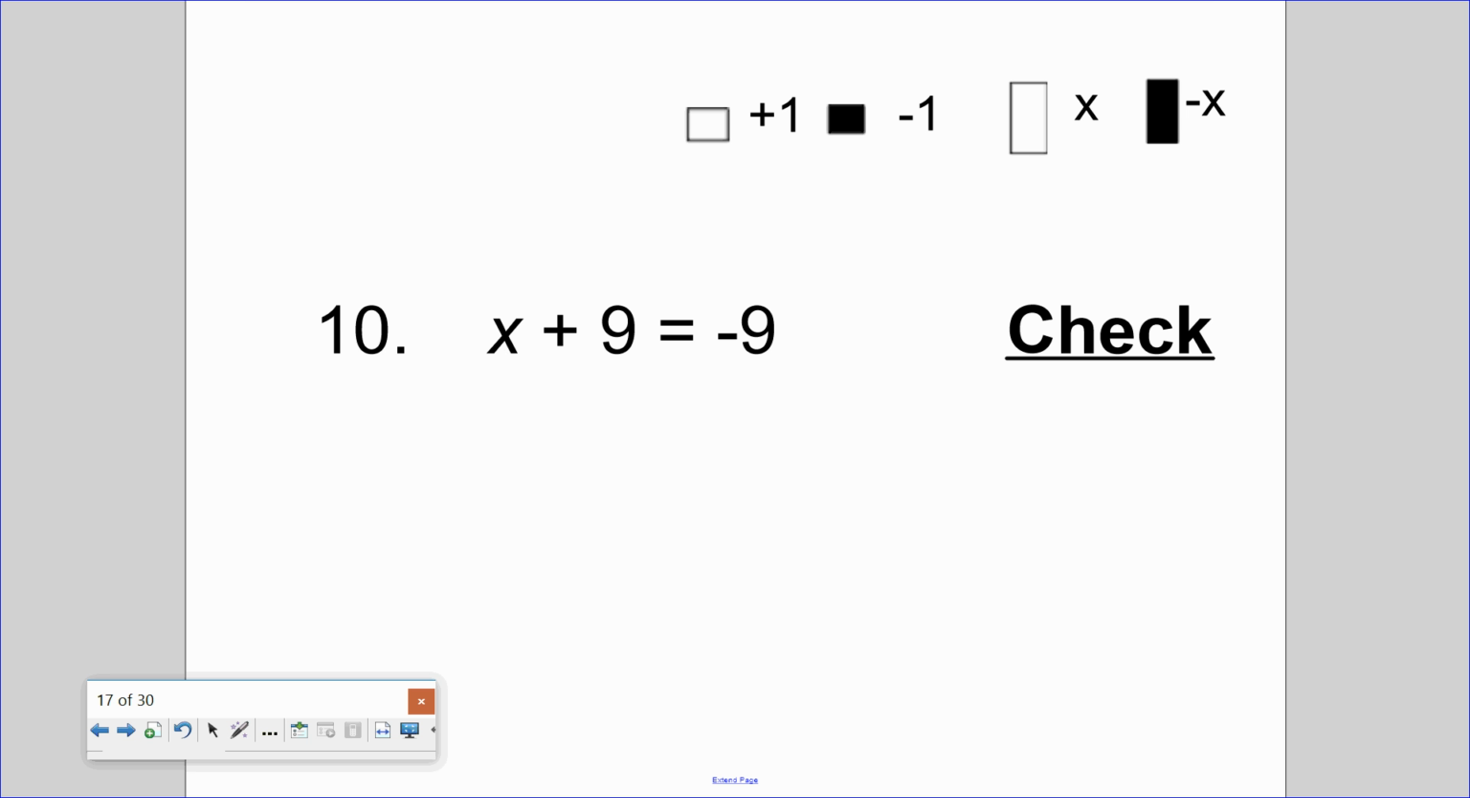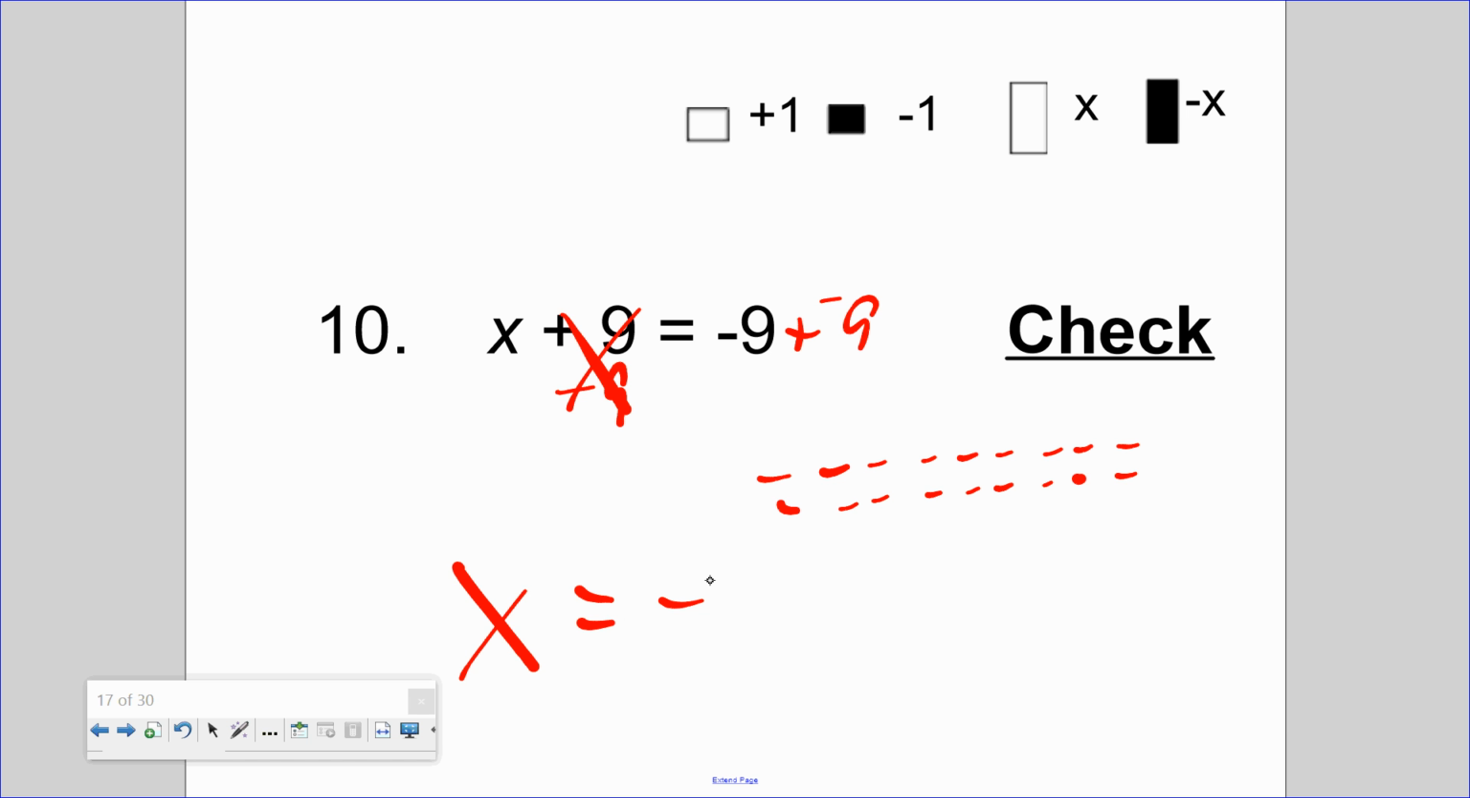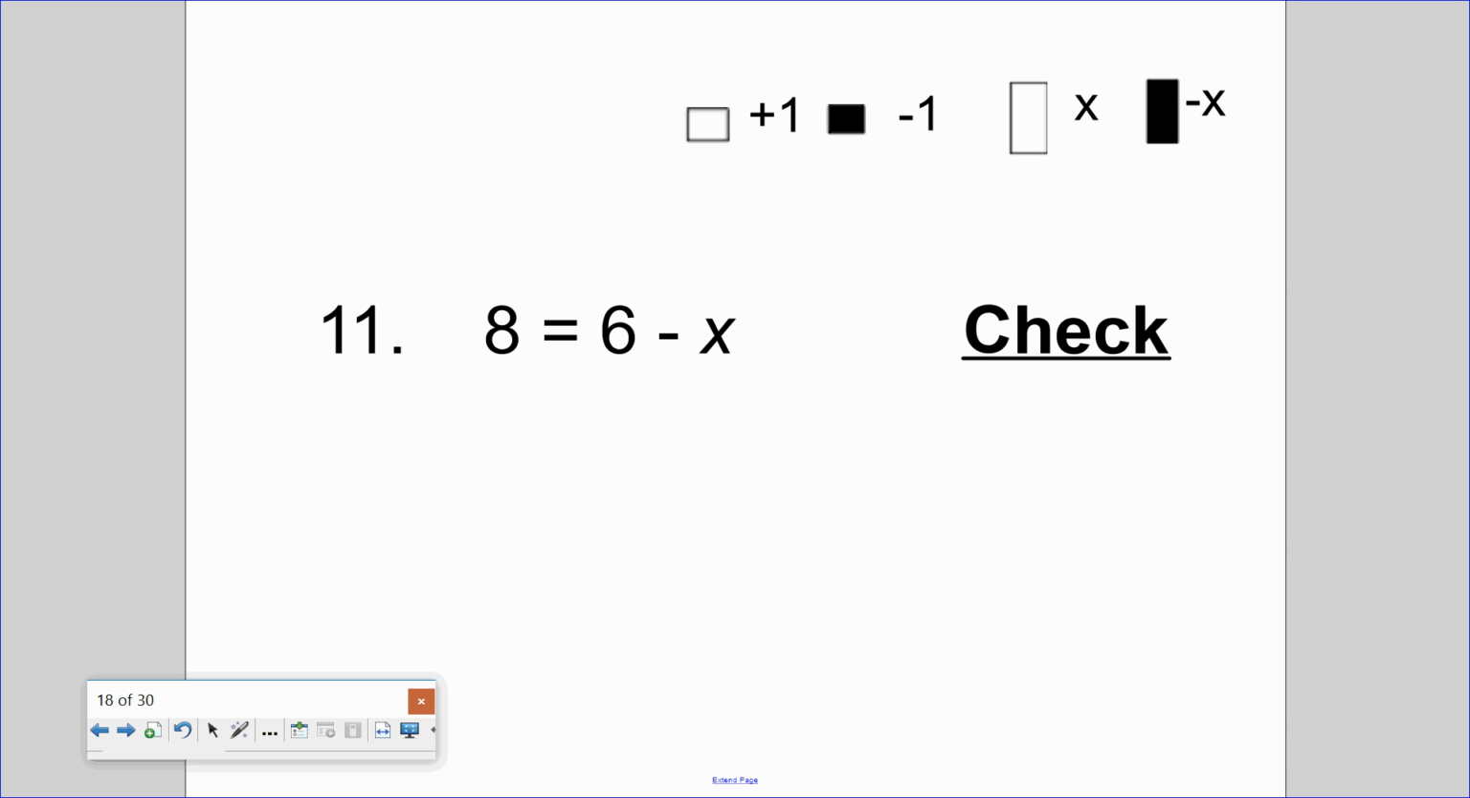Number 10. All right, I want to isolate the variable x. In order to do so, what's the inverse operation of plus 9? Minus 9. So what is negative 9 minus 9? Okay, you know how to subtract. Add the opposite. You have 9 negatives, and you're adding 9 more negatives to it. That's x equals negative 18. Let's check our work. Negative 18 plus 9 equals negative 9. Is that true? More negatives by 9. Check mark. And number 11, you have 8 equals 6 minus x.